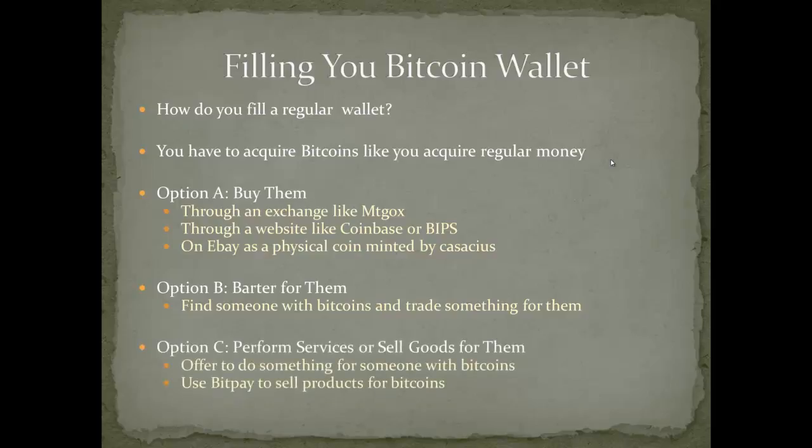And option C, just like real life, you have a job, you go work at Walmart, or you go be a doctor or an engineer, whatever you are. You can perform services to acquire Bitcoins because you're performing services to acquire dollars, or you can sell goods. In fact, if you're a merchant who runs a website, you can actually accept Bitcoins as payment using a website called BitPay. BitPay is really wonderful. They've received funding from a venture capital firm.